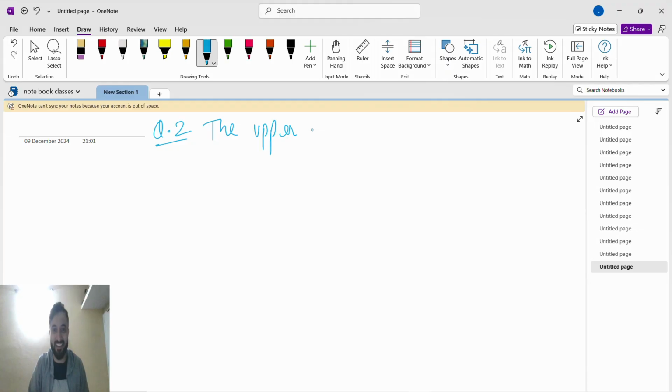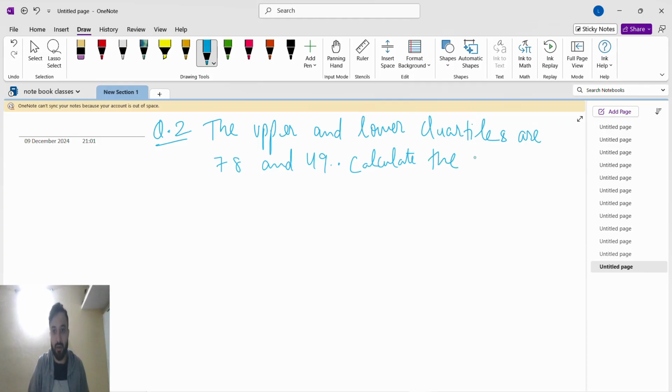Okay, the upper and lower quartiles are 78 and 49. Calculate the quartile deviation and its coefficient. The coefficient means the coefficient of quartile deviation.